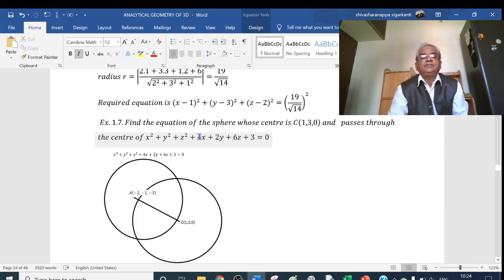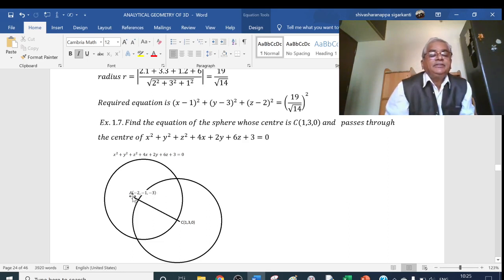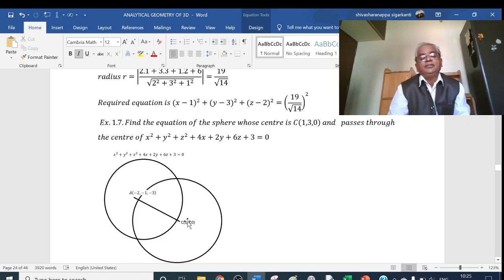Therefore, the center is given by (-u, -v, -w), that is (-2, -1, -3). This is the center of the given sphere. Given that my sphere passes through this point, the distance between C and A is nothing but the radius of my sphere. So using the distance formula, we can find the radius. AC is the radius of the sphere.